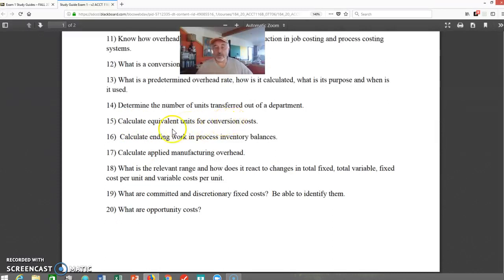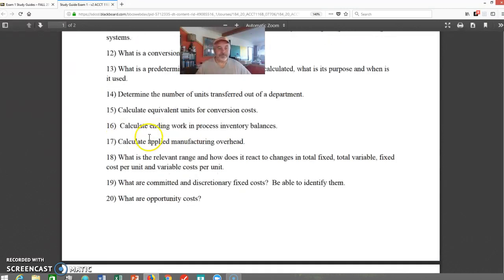Equivalent units for conversion cost. This should also read just calculate equivalent units, because it's for materials, it can be for labor, and it can be for manufacturing overhead. Remember, conversion costs are direct labor plus manufacturing overhead. Prime costs are direct materials plus direct labor. So all we're doing here is taking the total amount of units that were completed and transferred out of the department for the period, and then multiplying the number of units that are left in work in process on the assembly line by the percent complete. We add those two things together and we get equivalent units.